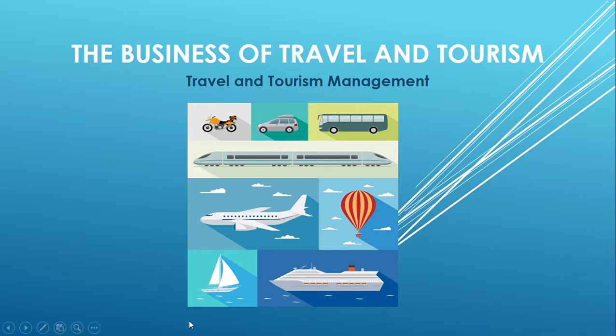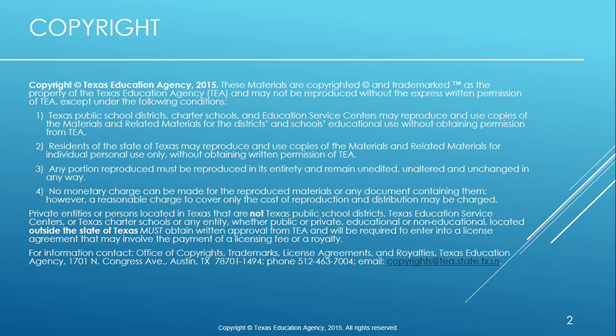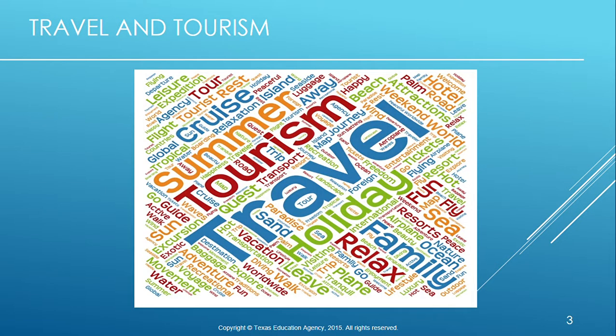So today we are talking about the business of travel and tourism. The travel and tourism industry is divided into two separate parts. There's travel, which involves businesses that usually move people from one place to another. So like an airplane, that's travel. That's a form of travel.